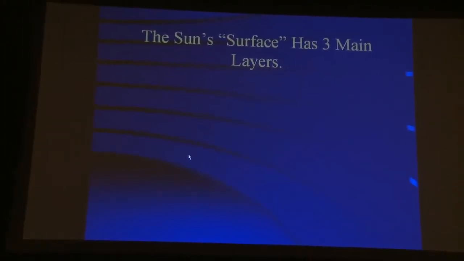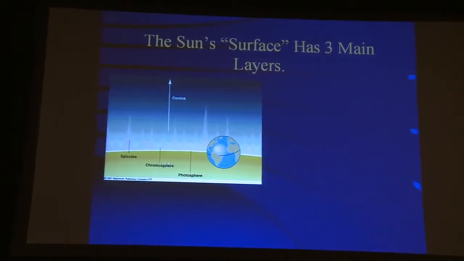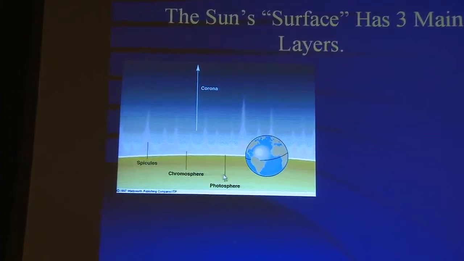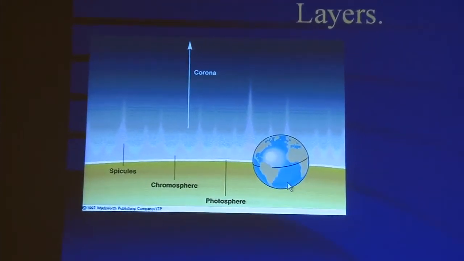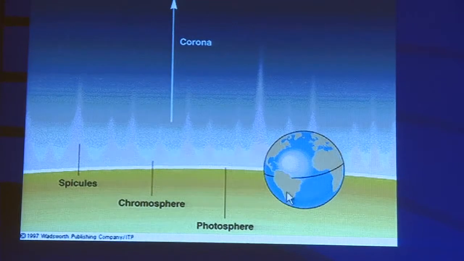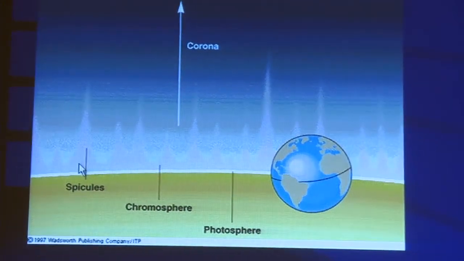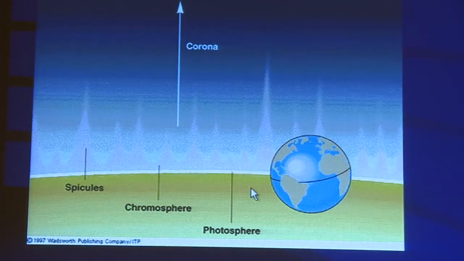The sun's surface really has three main layers. And there they are. This is a sketch. You can see the curved surface of the sun is the yellow. The Earth is in here to scale, by the way. It shows how small the Earth is in comparison to the sun. There's the photosphere. That's that layer, that surface that we see.